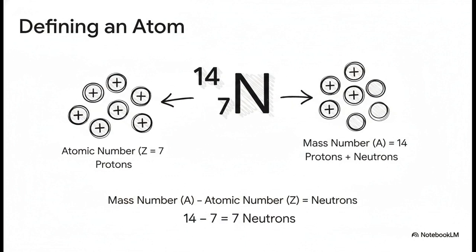The second number is the mass number, written as A. This is the total number of protons and neutrons together. Let's look at this example for nitrogen. The number at the bottom, the subscript 7, is the atomic number. This tells us it has 7 protons and therefore 7 electrons. The number at the top, the superscript 14, is the mass number. To find the number of neutrons, you just subtract the atomic number from the mass number. So 14 minus 7 gives us 7 neutrons in nitrogen.